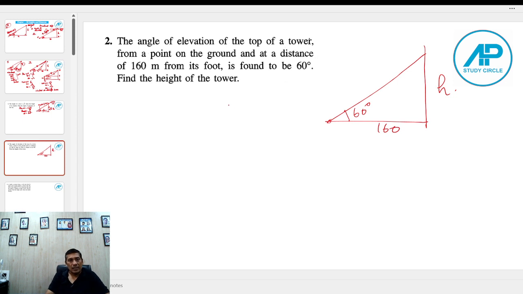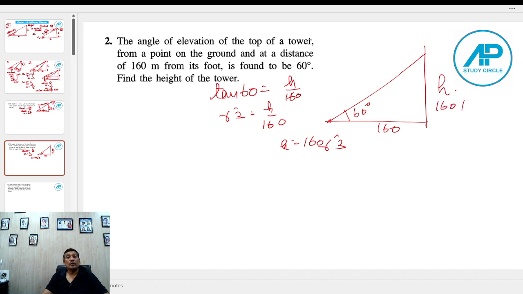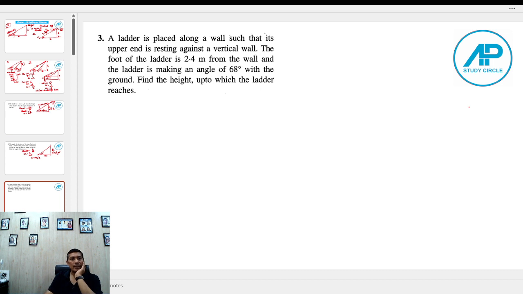Perpendicular and base are involved. Tan 60 equals h upon 160. Root 3 equals h upon 160, so height equals 160 root 3. This value is 160 root 3 meters. I hope you understand that this is the very basic of all the questions I'm taking right now.